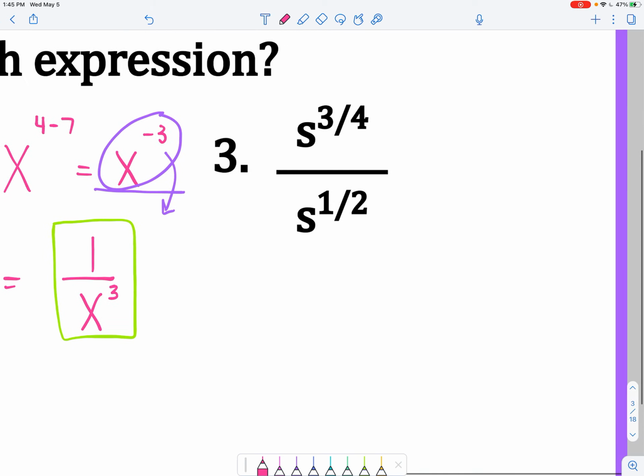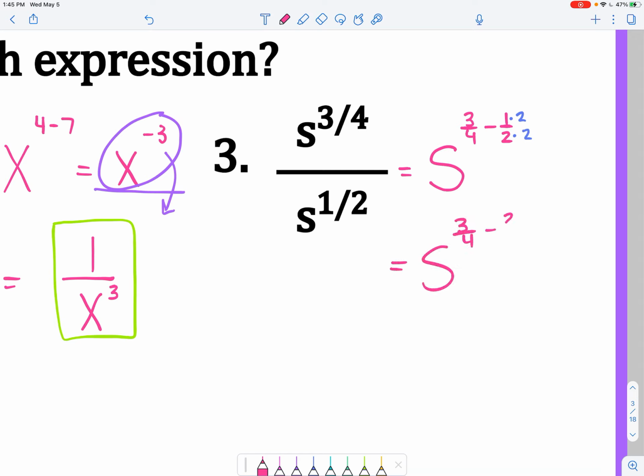For number 3, we've got fractions, but I still can use that same property, which tells me that if my bases, which are s, are the same, I can take that base and subtract the exponents. And in order to add or subtract fractions, their denominators have to be the same. Well, my least common denominator between 4 and 2 is 4. So I'm going to multiply the second fraction by 2, so I get a denominator of 4, and now I can subtract the exponents.